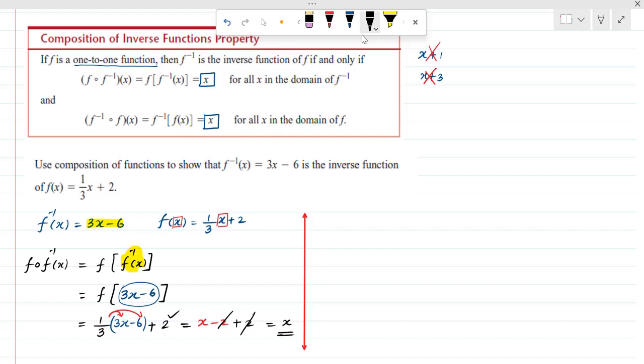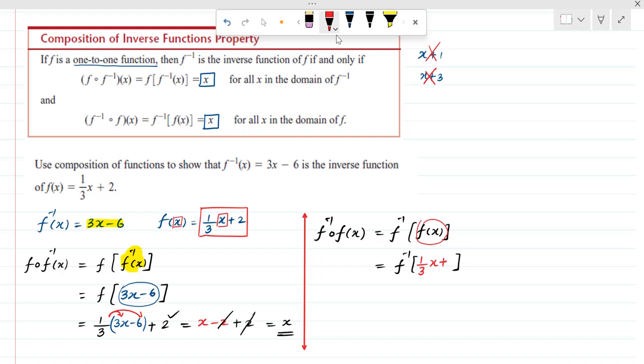Now, you cannot stop here. You cannot say it is an inverse. You have to check the opposite one, the other order, the reverse order. So, we will check f inverse composition f of x. It means that f inverse is outside of f of x. What is f of x? Just I replace. So f of x is this one, which is equal to 1 over 3 x plus 2.